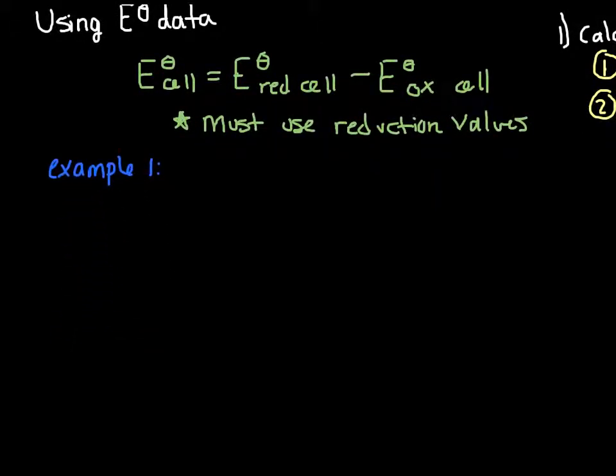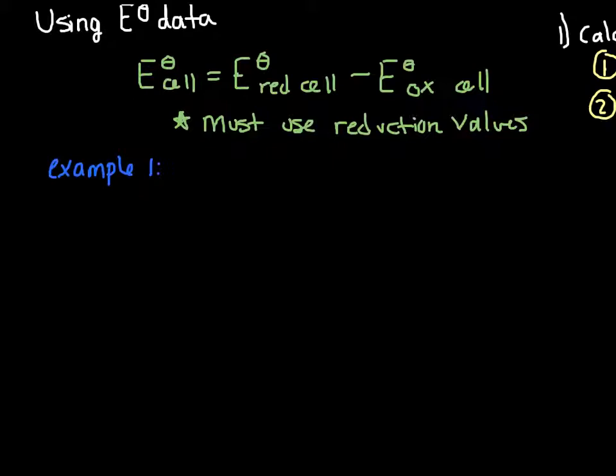Alright, so an example that we're going to work through. If you have a half cell with zinc and a half cell with copper, determine which one's going to be oxidized and which one's going to be reduced, and calculate your standard electrode potential, or your EMF, for that voltaic reaction. So we have zinc and copper.